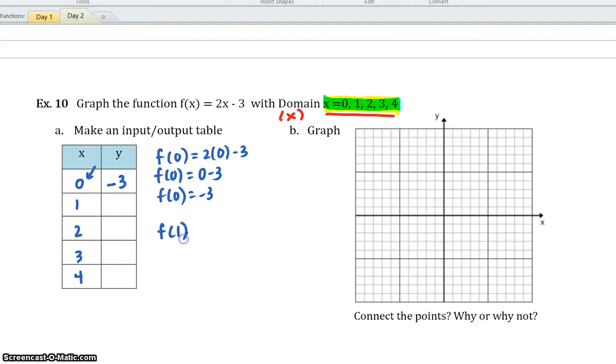Continue on. I want to find the value of f of 1. I'm going to input 1 for x. I'm going to find what I get as my output. 2 minus 3 is -1. When I input 1, I get an output of -1.